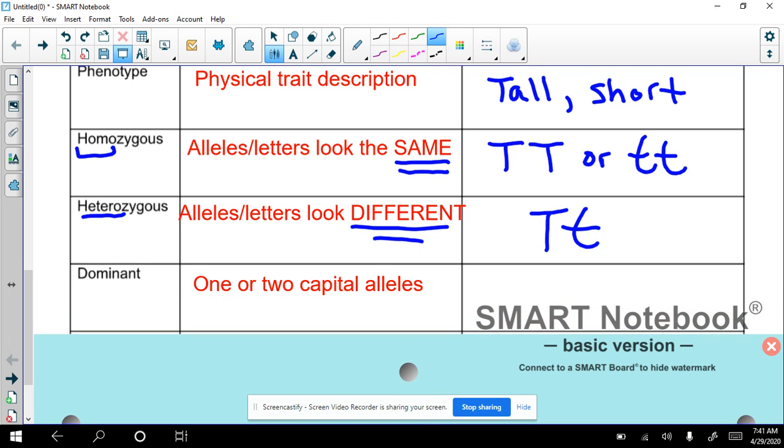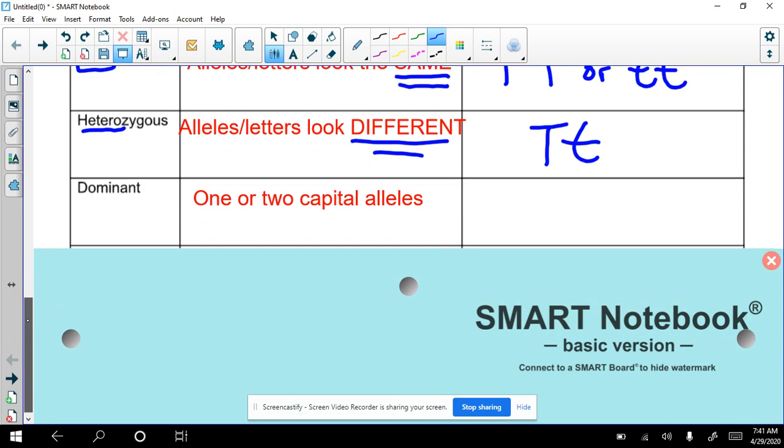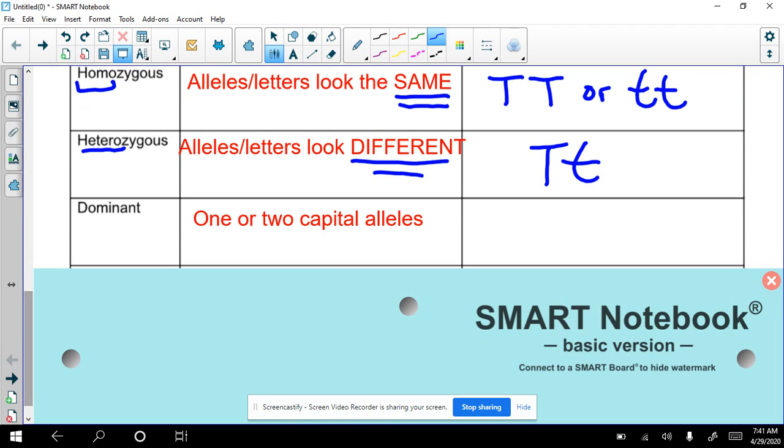So there's two ways to think about this, and the words are dominant and recessive. Now, dominant is what happens if you get one or two capital letters. So if I have a capital T, a dominant allele from each parent, or one parent gave me the dominant allele and the other parent gave me the lowercase allele, I'm going to have the dominant trait. And in this case, the dominant trait is to be tall.